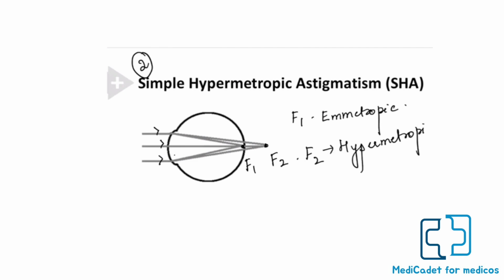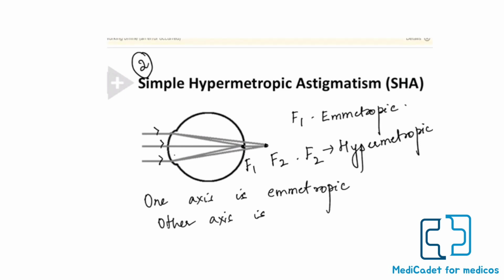So how am I going to define SHA or simple hypermetropic astigmatism? That out of the two axes, one axis is emmetropic. So see here, F1, it is emmetropic and the other axis is hypermetropic. So one axis is emmetropic and the other axis is hypermetropic. So this is SHA.